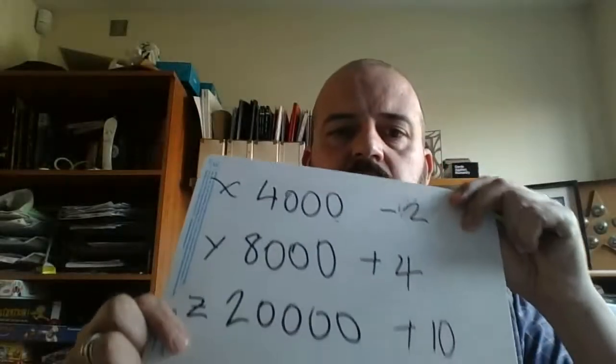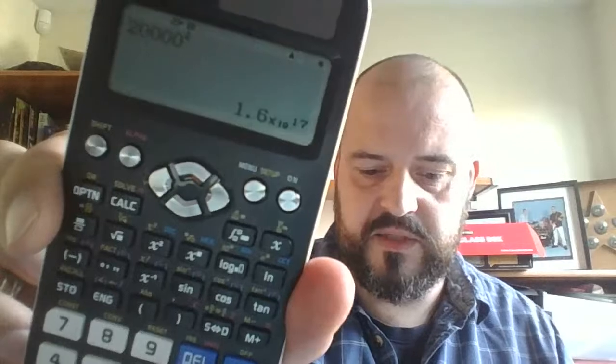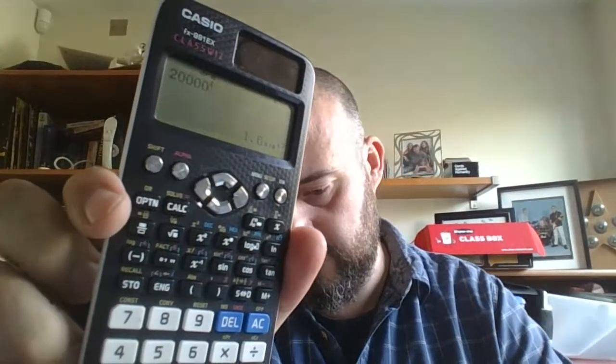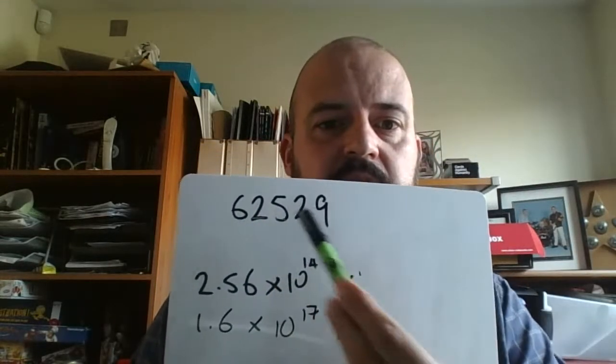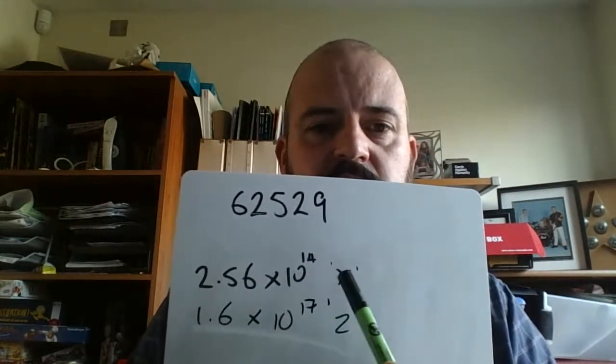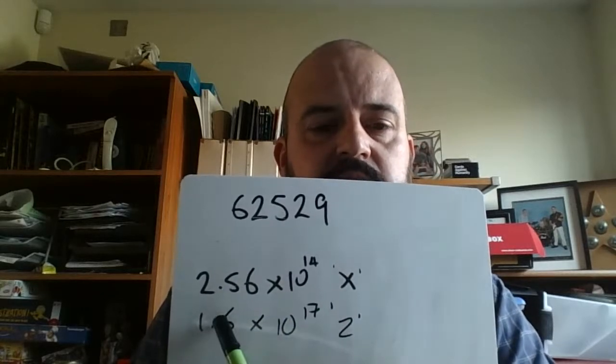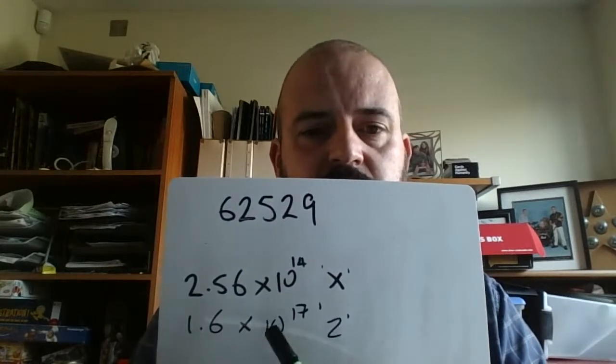And for my other star Z, I've got 20,000. So I want to do 20,000 to the power 4. That gives me 1.6 times 10 to the 17. That is star Z. Remember, X was this many times more powerful. The temperature of X to the power 4 is this. The temperature of Z to the power 4 is this one.